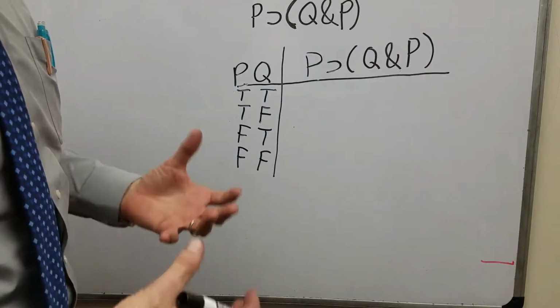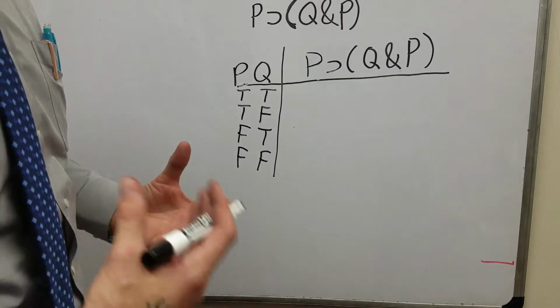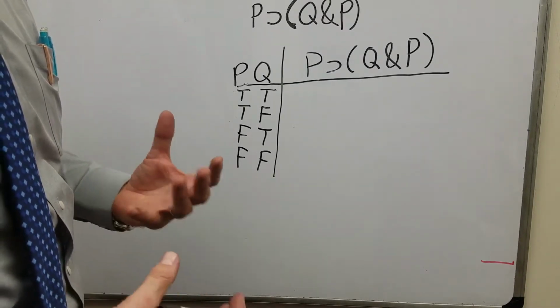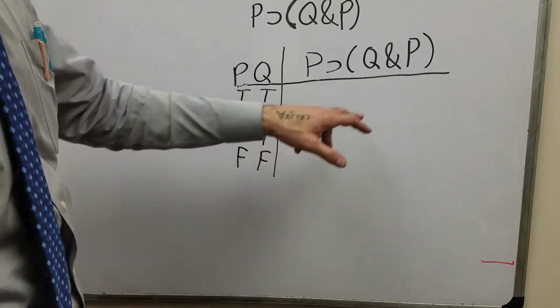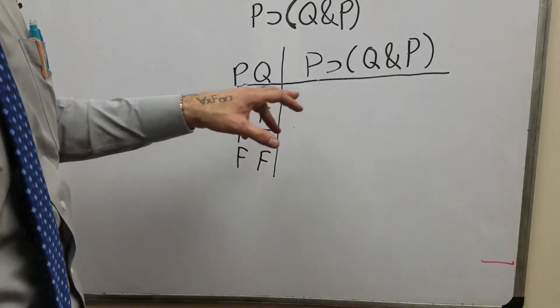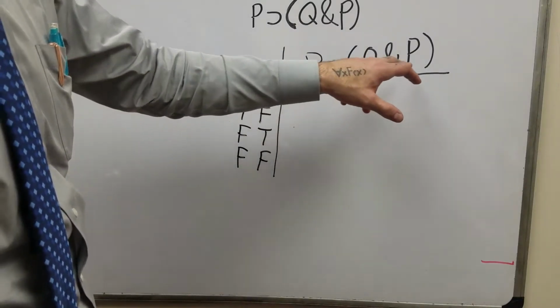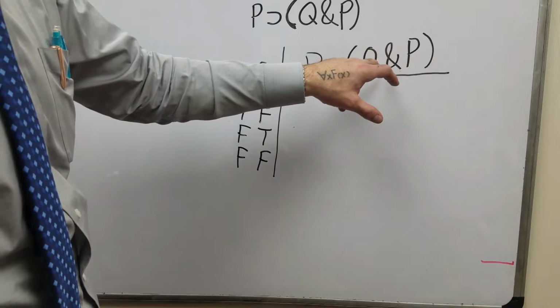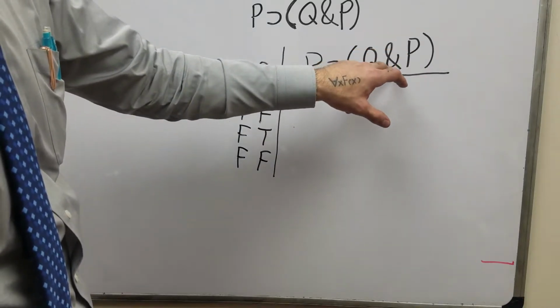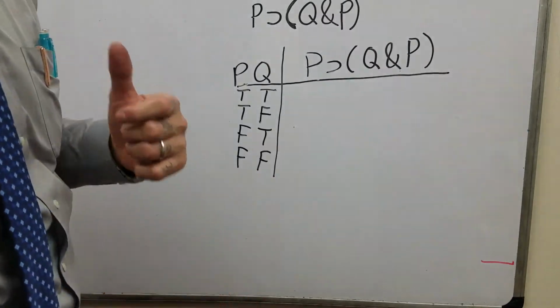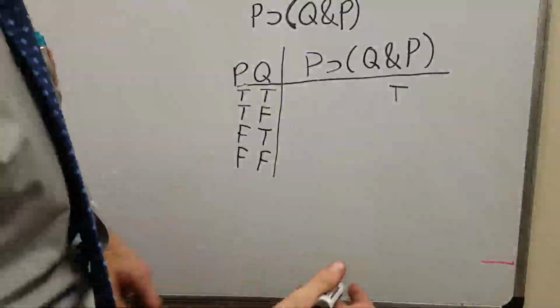Now, if you look at the basic truth table for and, you may want to look that up in the textbook right now if you can't remember it, but and is true only where both conjuncts are true. So a conjunction is true only where both conjuncts are true. So this is going to be true only where Q and P are both true. In other words, only on the first line of the table. Everywhere else, that's going to be false.